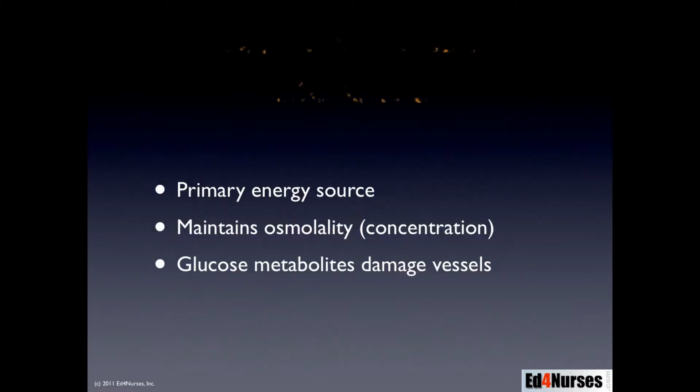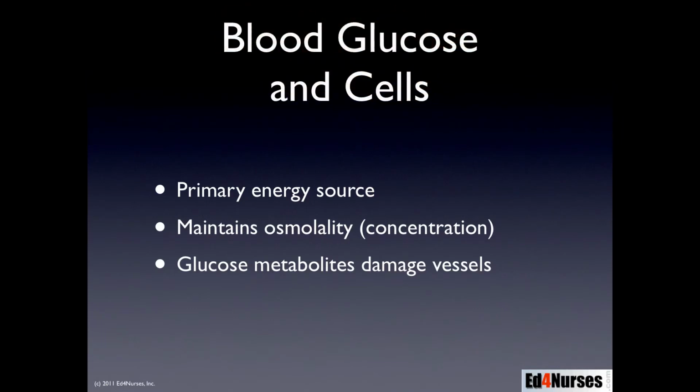Well, what we're talking about today is blood glucose and cells. So we're talking about what is the optimal blood glucose we want to have in our patients and how that's going to affect the patient, primarily from the aspect of mortality. We definitely don't want our patients to have more complications and a higher mortality rate as a result of mismanaging their blood glucose. So let's talk a little bit about blood glucose and what it does in the body, what it does to the cells of the body.